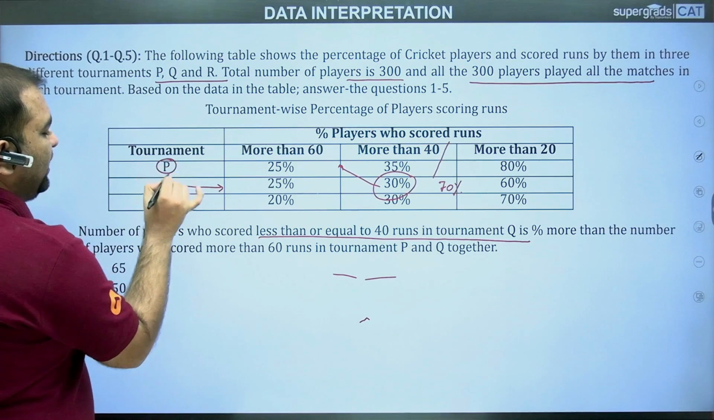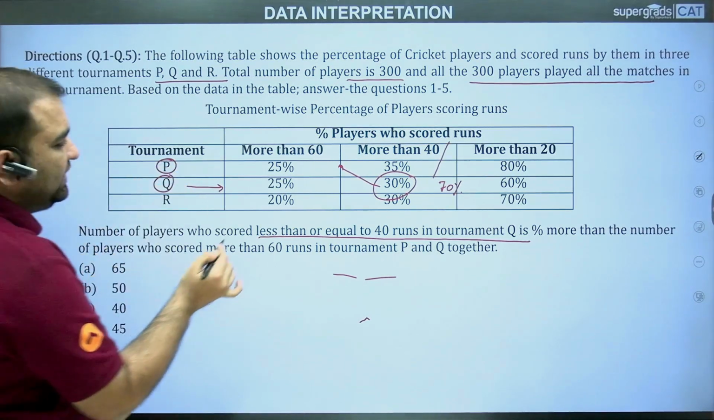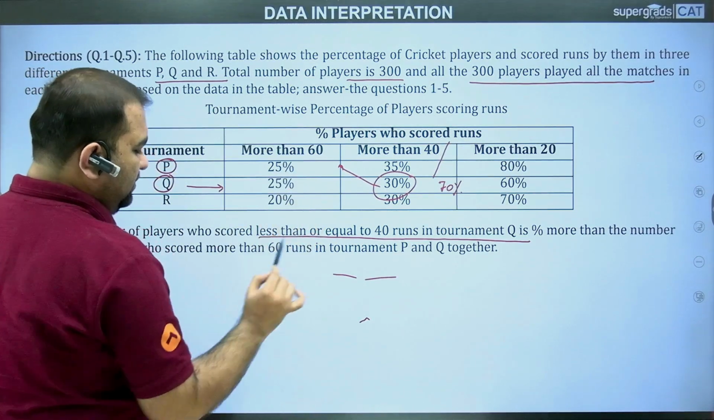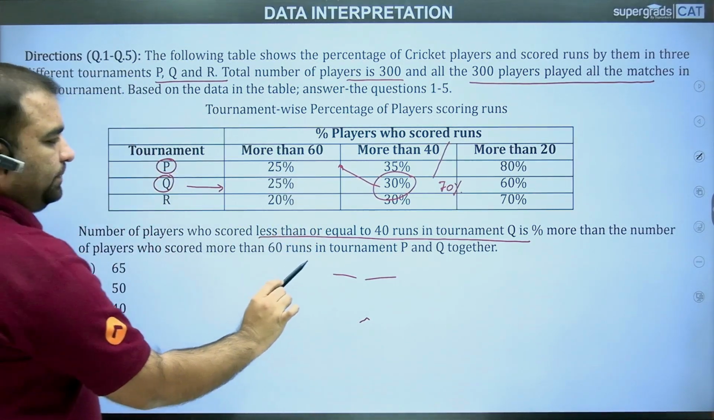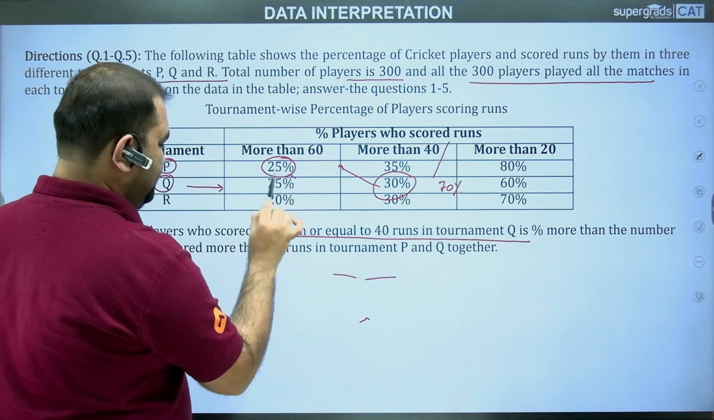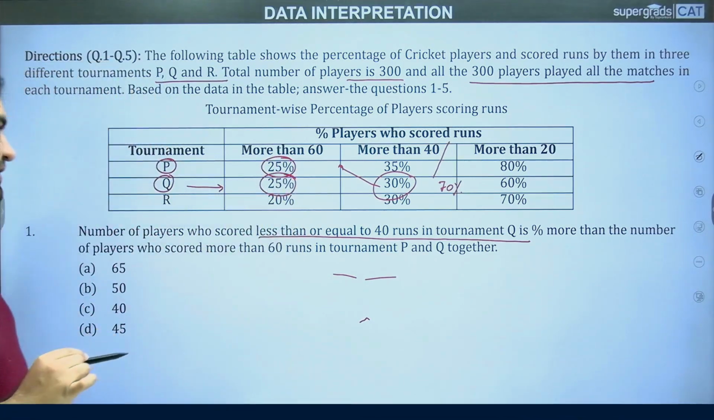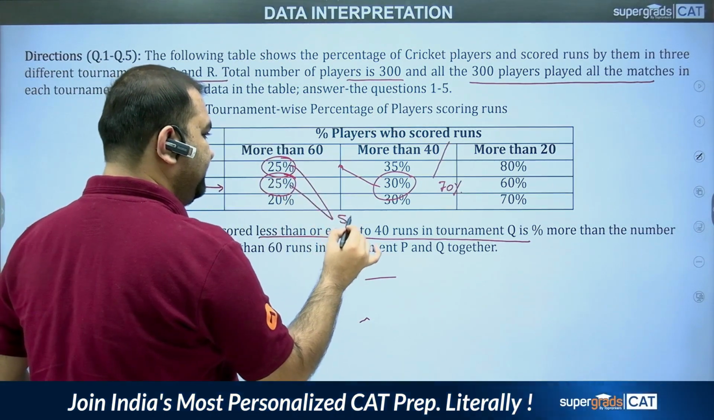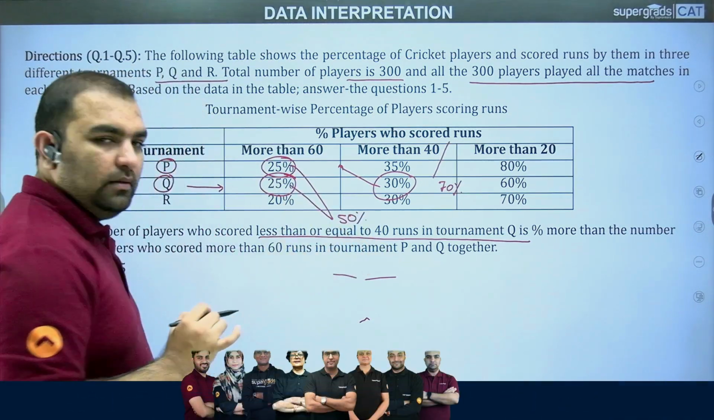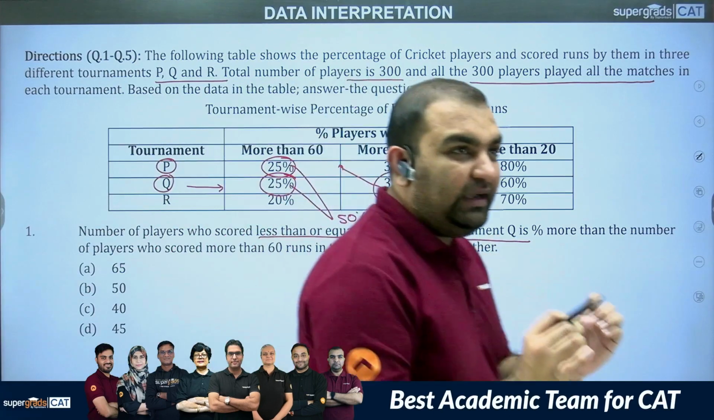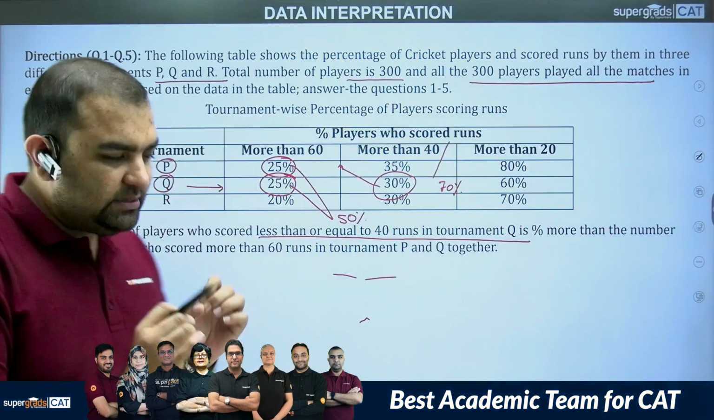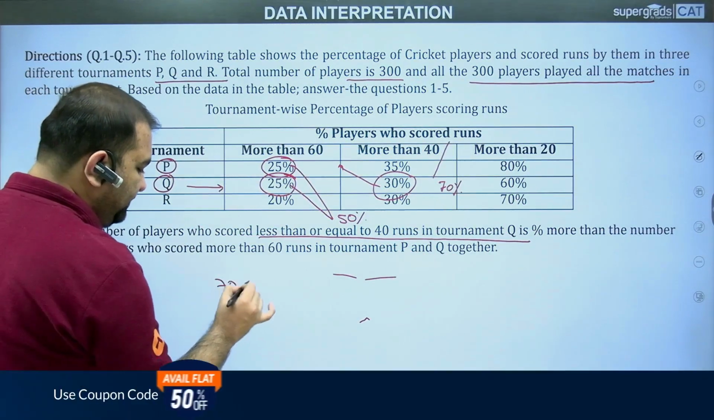P and Q together. More than 60% are 25% each. P and Q together, so total 25 plus 25, 50%. What is the question? 70% is how much more than 50%?